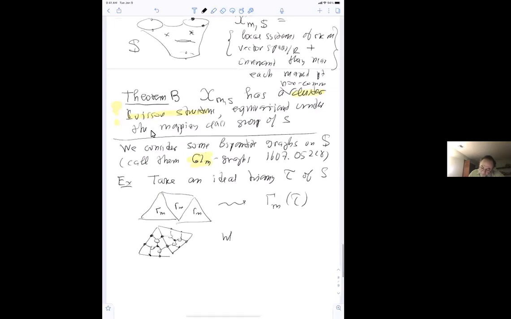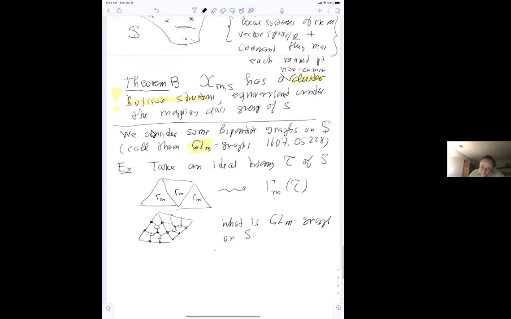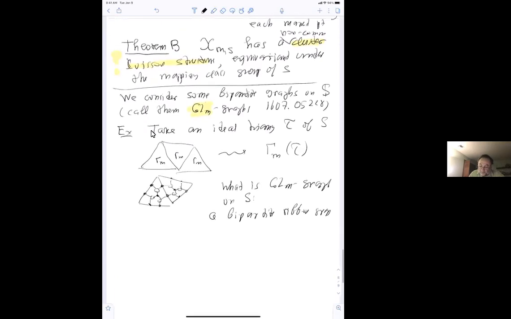So what is a GLM graph on S? It's a bipartite graph. Let me just say ribbon graph. And then it has the following property. Whenever we have a bipartite graph, there is a notion of zigzag paths.